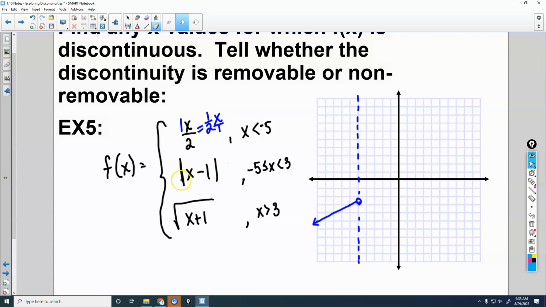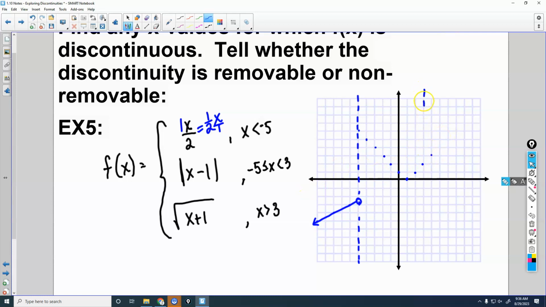Alright, then I have absolute value of x minus 1. What do absolute value graphs look like? These, right? So, which direction has this one moved? To the right 1. So, it's a V, and it has moved to the right 1. So, that would be here, and it's going to look like this. Where am I stopping? 3.